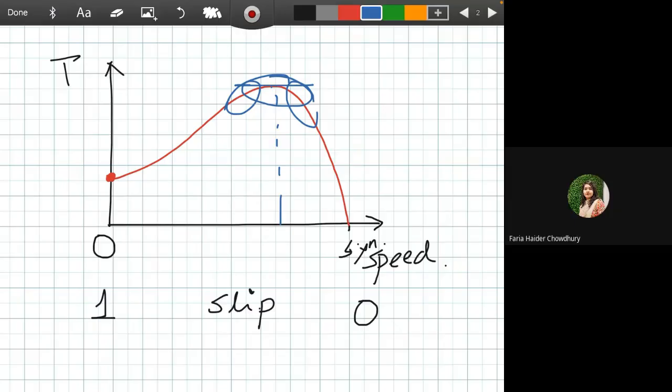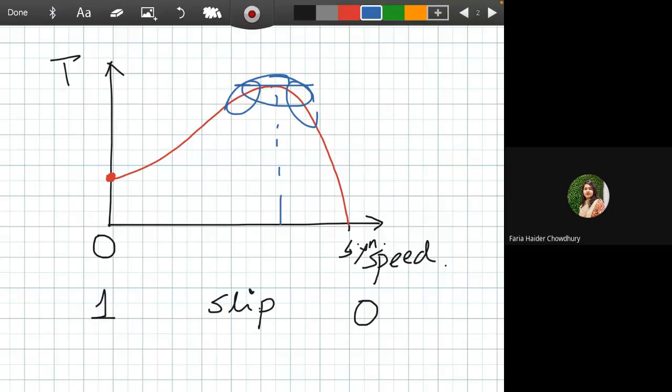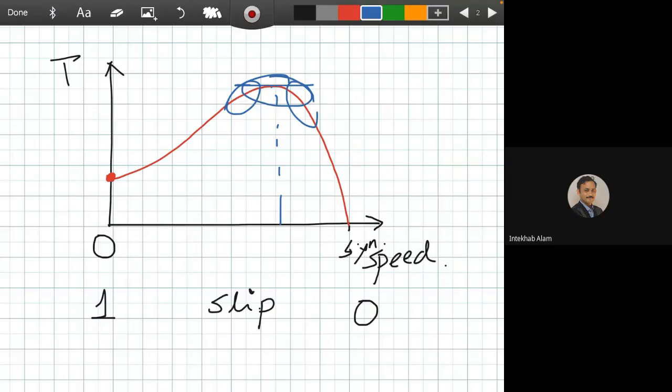So it's very simple. A DC motor is much more expensive than an induction motor. Sometimes the price is 3 or 4 times higher.